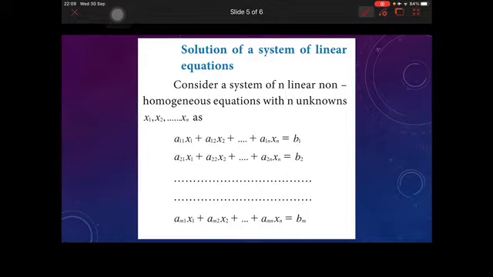Consider a system of n linear non-homogeneous equations with n unknowns. The unknowns, meaning variables, x1, x2, up to xn. These are all the system of linear equations. Any number of linear equations we can have. We'll convert this system of linear equations into a matrix.